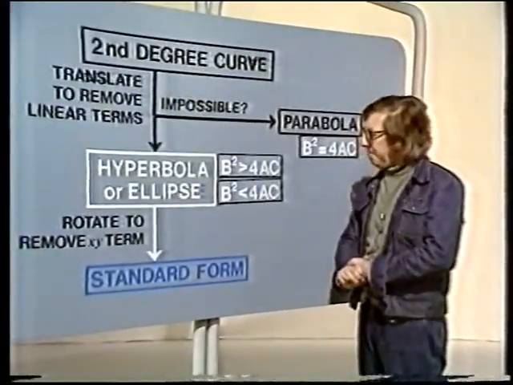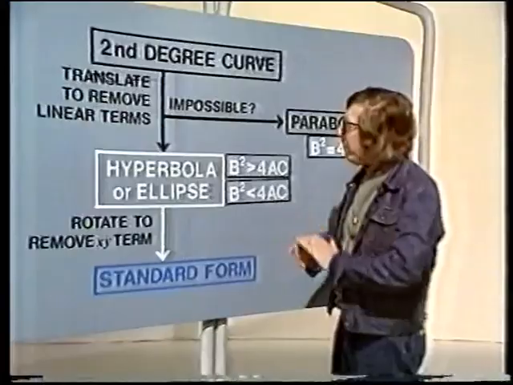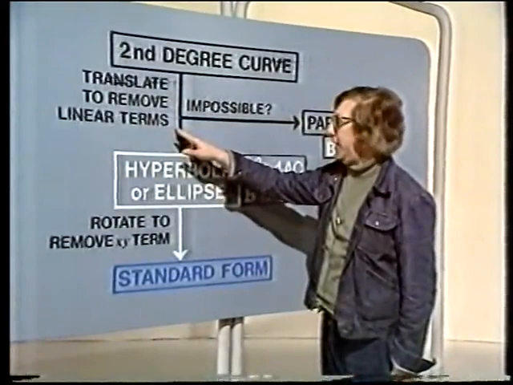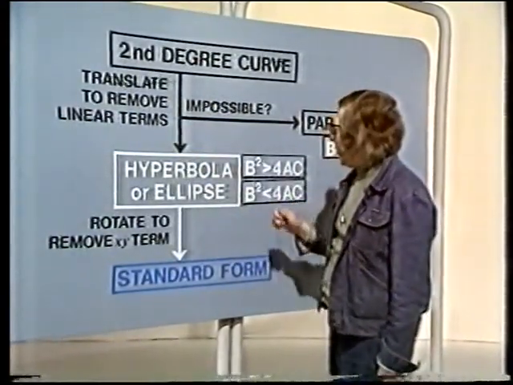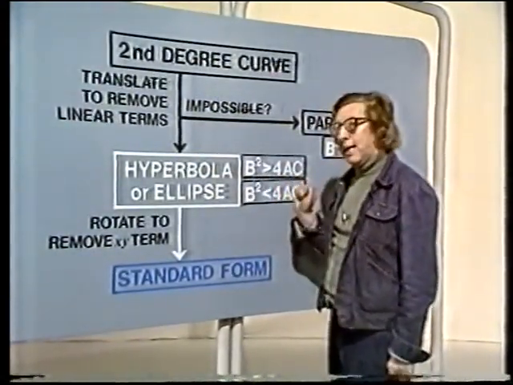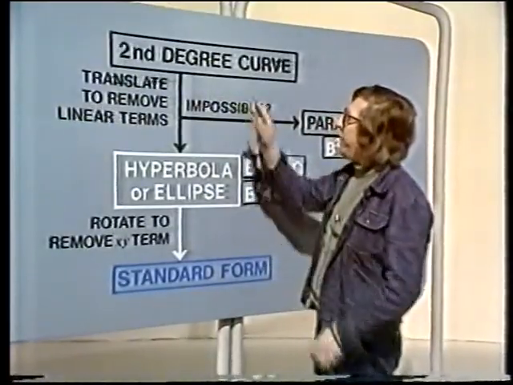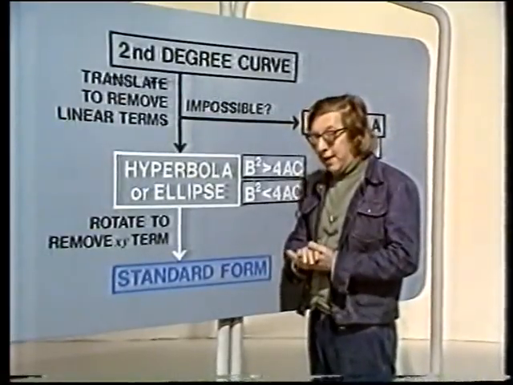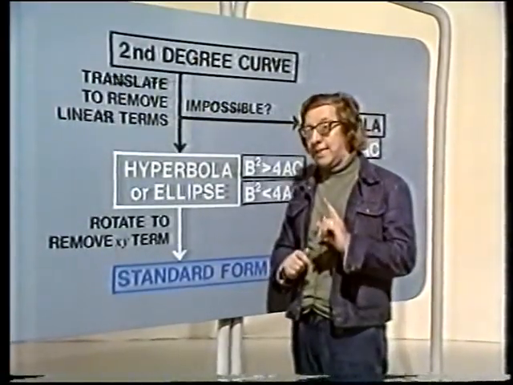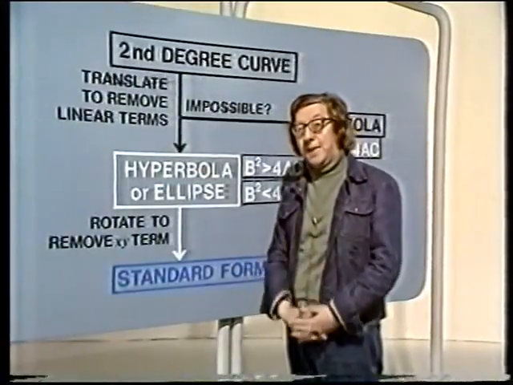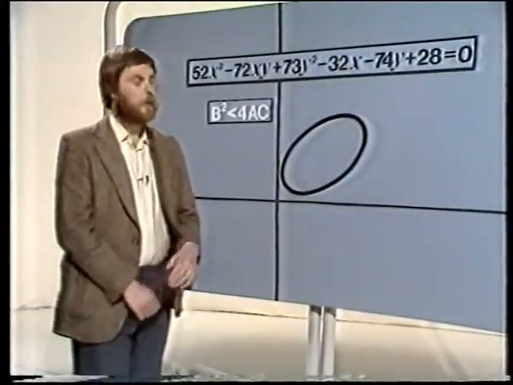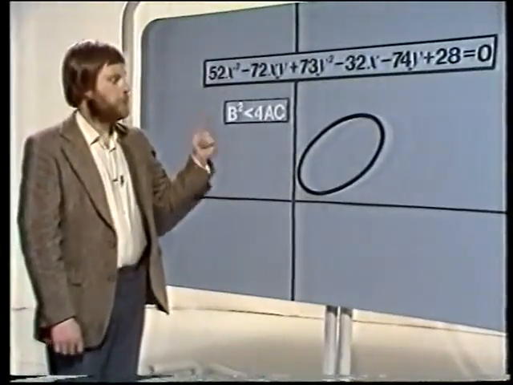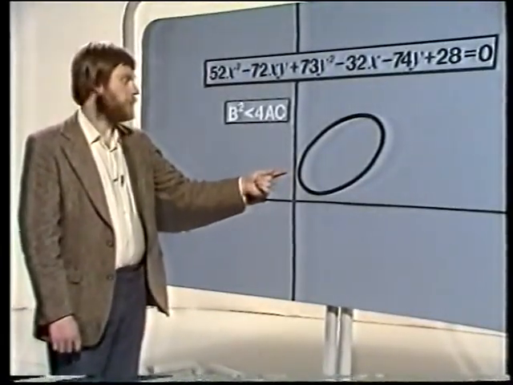Actually, the test is even more powerful than it looks, because remember that when we translate to remove these linear terms, we didn't change the value of a, b, or c. So we could really apply this test at the very beginning to tell whether we have a hyperbola, an ellipse, or a parabola. So David could actually have used this test from the outset to show that he had an ellipse. Well, that's right. If I'd calculated b squared and 4ac right at the start, then I would have told immediately that this curve is in fact an ellipse.